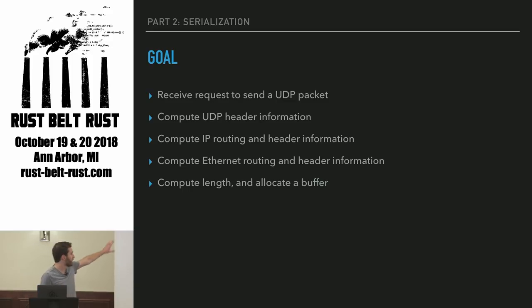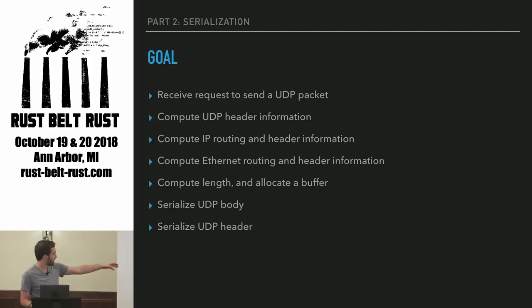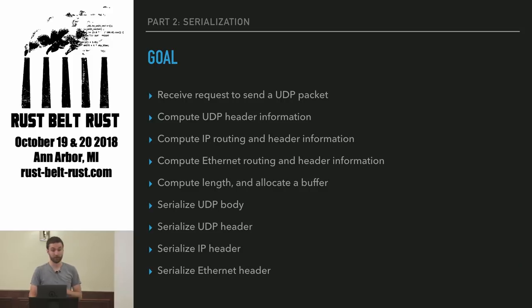And then finally, after we've done all of this, only then do we actually compute the length and allocate the buffer. So all of the computation before, we haven't actually been doing anything. We've not been serializing. We've not been doing any kind of allocation. Only at the bottom do we actually say, OK, now that we know how big the packet needs to be, now we can allocate the buffer. I know that I said stack allocation at the beginning. We're going to heap allocate in this example just to keep things simple. We'll actually stack allocate in the end. And then finally, once we have a buffer, we can just serialize in one big pass: UDP body, UDP header, IP header, Ethernet header, and then we're done.